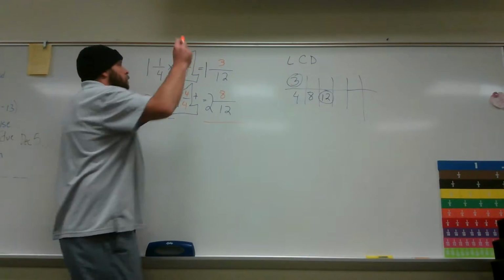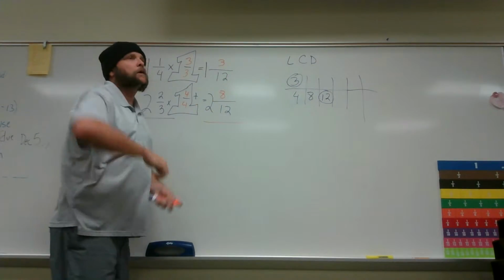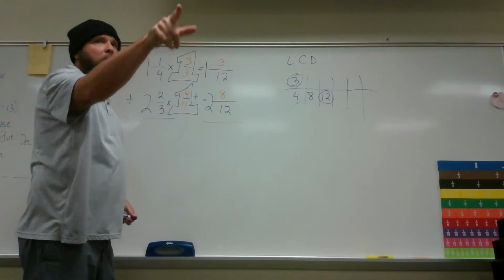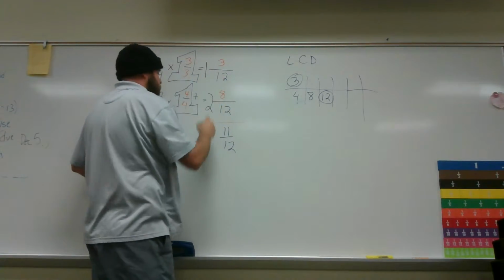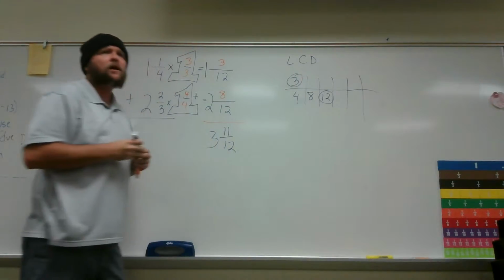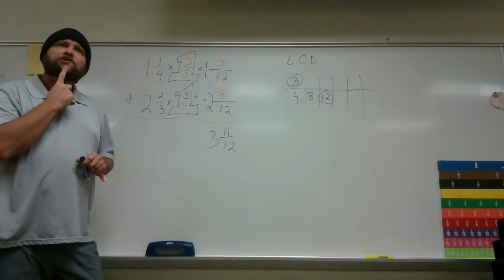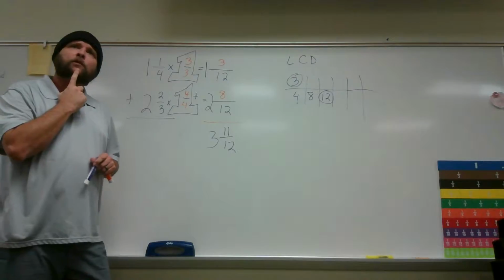All right. So 3/12 plus 8/12 is 11/12. And 2 plus 1 equals 3, plus 2 is 3. Now wait a minute. I must check and see if I can simplify 11/12.